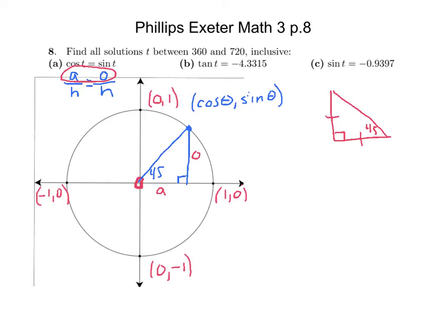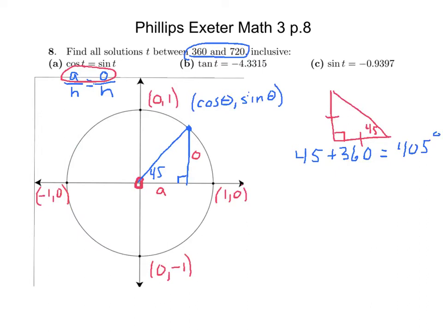Okay, so once you have that, 45 is one of the answers. But it wants us to be between 360 and 720. So I'm going to use 45 as my base. How would I get another angle that's equal to 45? I can just do 45 plus 360, which is going to take me from here at 45 degrees and bring me around one more time. And now I'm between there. And the answer is 405 degrees.